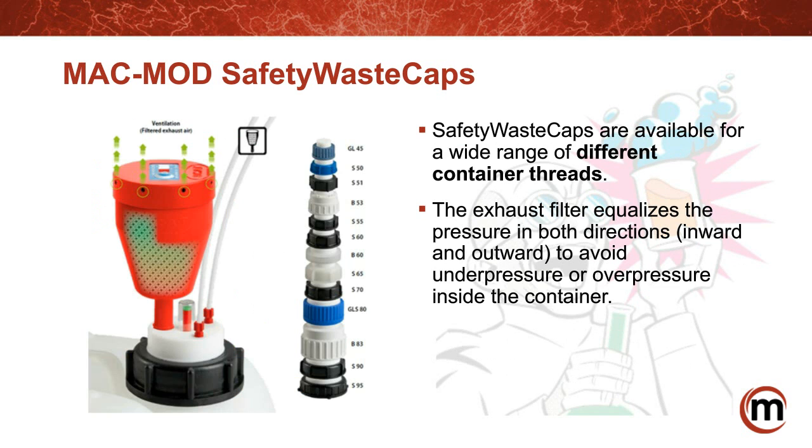As mentioned earlier, we have the widest range of waste cap enclosures to fit almost any container. The exhaust filter equalizes the pressure in both directions, inward and outward, to avoid overpressure or underpressure inside the container. There are multiple premium add-ons, like the one presented here, which controls overfilling. As you can see inside that plastic cage, there's a red indicator that will come up when the solvent bottle is near full, and it gives the analyst time to change the waste container before having an issue of overfilling.